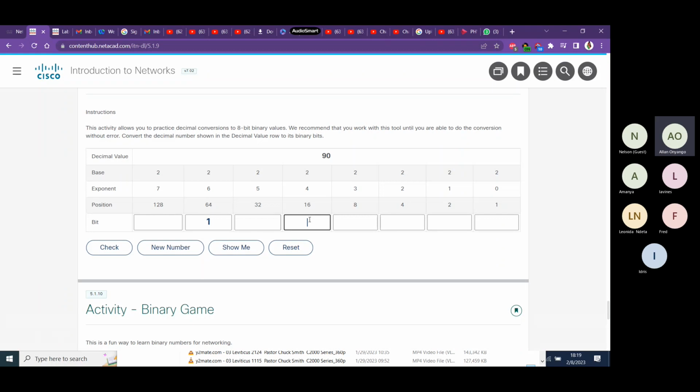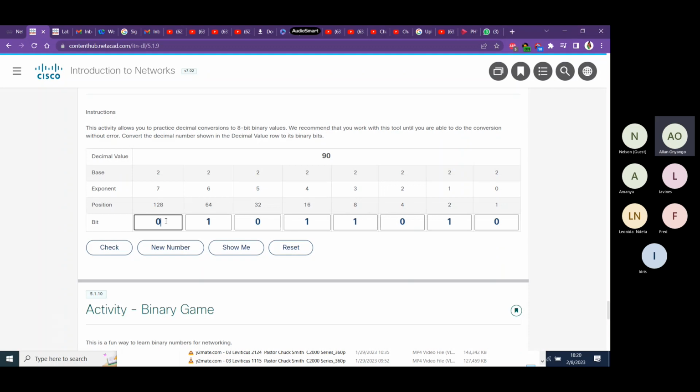16 plus 8 is actually 24. And then, plus 2. 8 and 2. Good. So 16 plus 8 is 24. 24 plus 2 is 26. That's how simple it is. Fill the rest with zeros, and here you go. You're going to have your binary here. And you can check that.